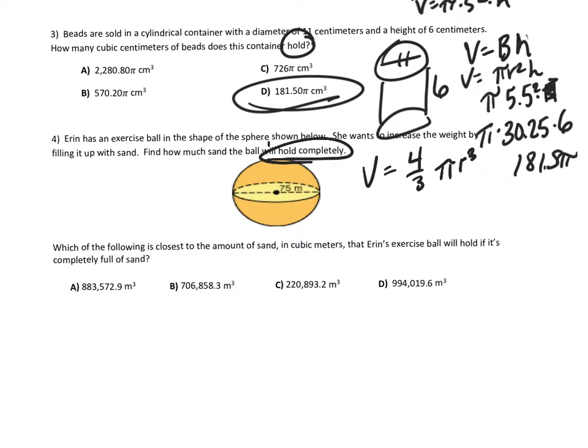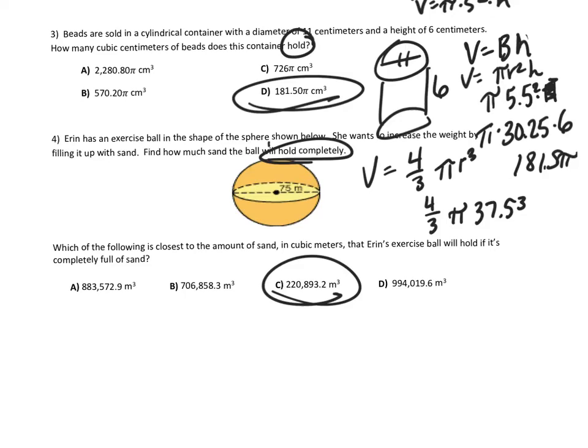Okay, so which of the following is closest? You're going to say 4/3 times pi. Half of 75 is 37.5. 37.5 cubed. And then it's already got the pi mixed in, so you're going to multiply it times pi, then times 4/3. And I got 220,893.2. Y'all good with that?